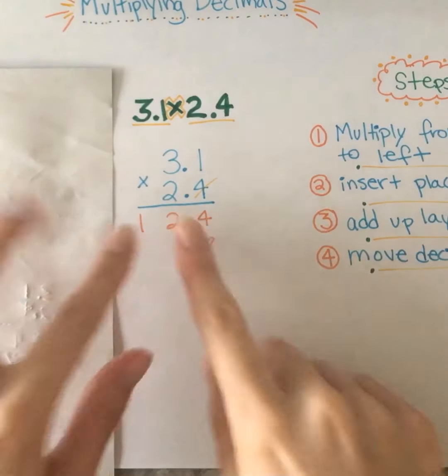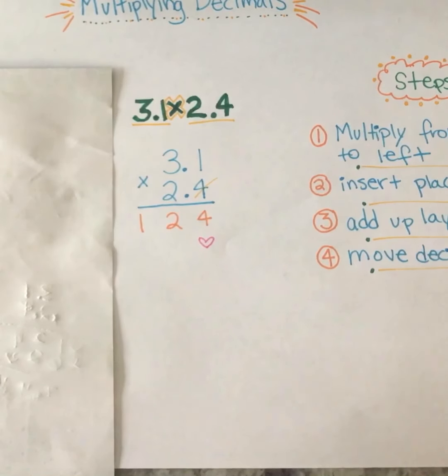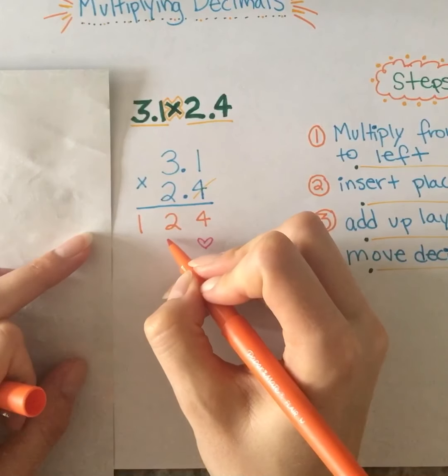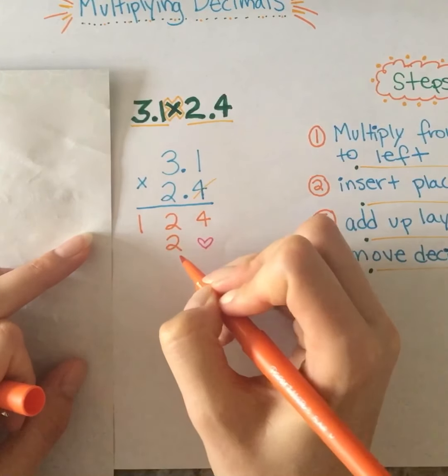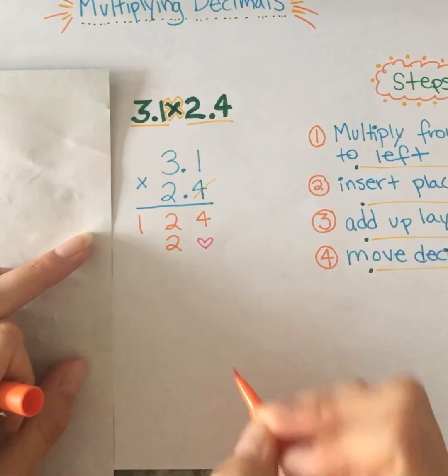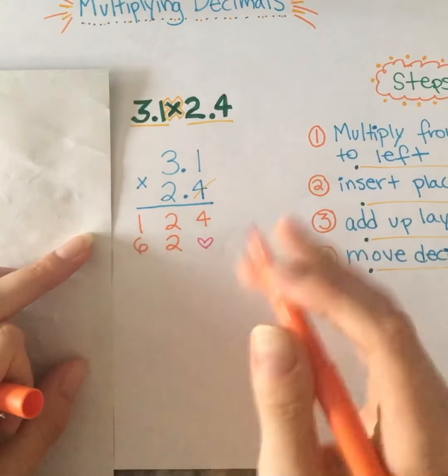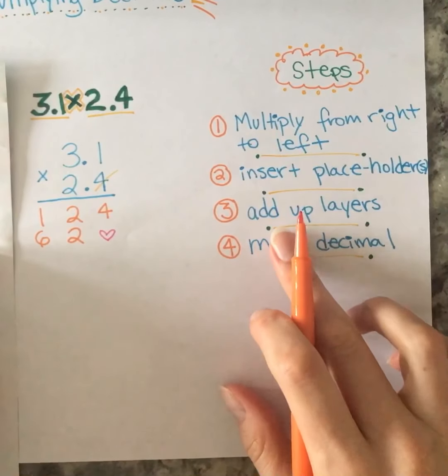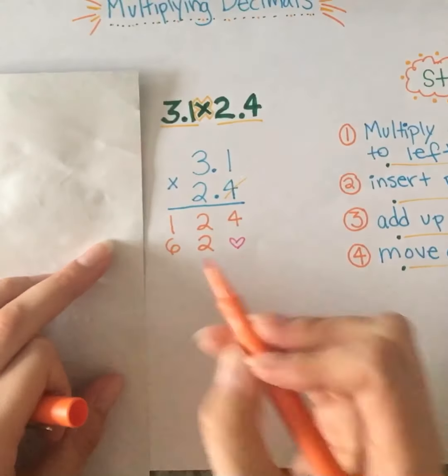And now we're going to go and multiply using that 2. Okay, so 2 times 1 is 2. 2 times 3 is 6. There's nothing to carry, so we'll just leave it at that. Okay, number 3, our step is to add up our layers.